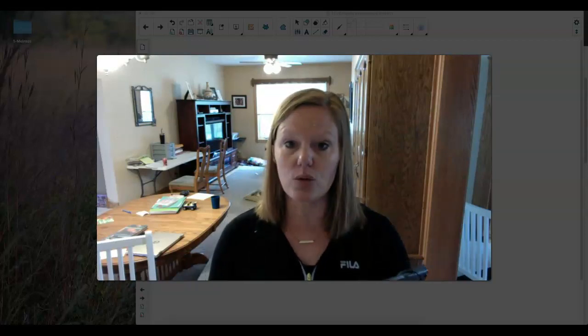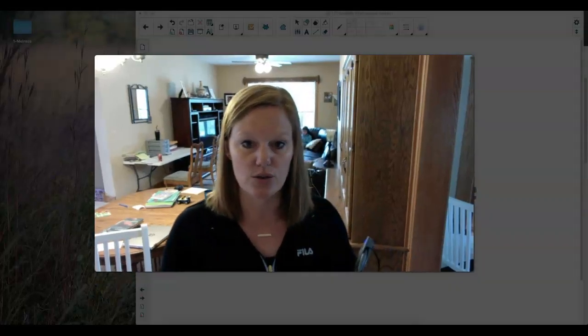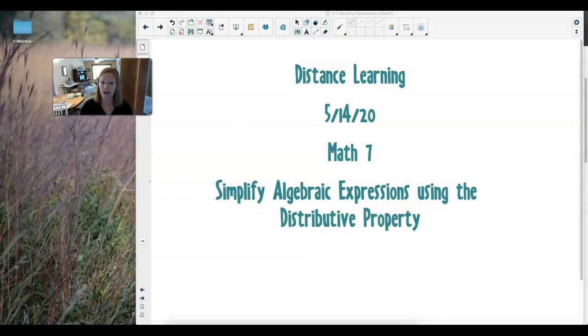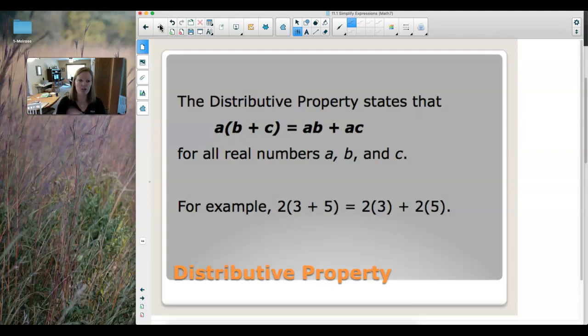We're going to continue simplifying expressions today. But today we're going to look at that using the distributive property. So it might be a nice reminder for you because maybe you've forgotten what the distributive property was. So, simplify algebraic expressions using the distributive property. So here is the first problem as soon as my computer catches up.